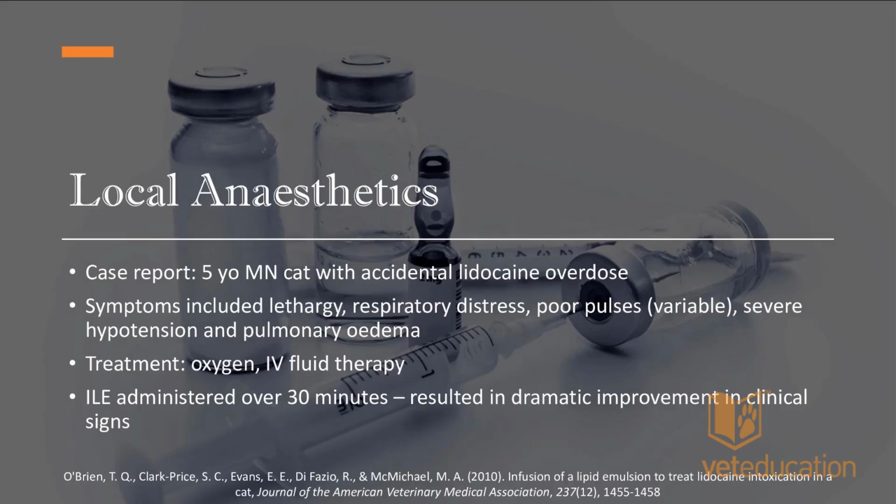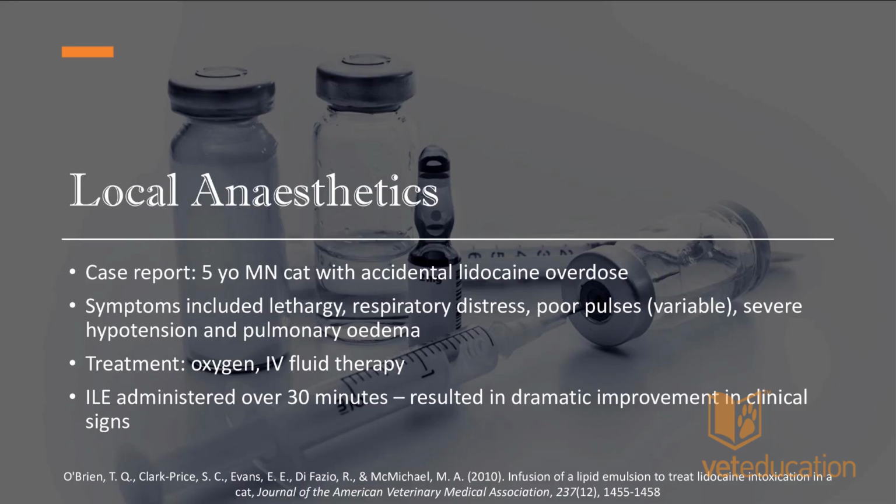What about local anesthetics? We expect an improvement in local anesthetic toxicity simply because when it was first described in people, it was a great response. What do we know about it in dogs and cats? Well, there's a case report of a 5-year-old malnourished cat with an accidental lidocaine overdose. This can happen, can't it? I mean, if you've got a patient who is very, very painful, they're having local nerve blocks, even a miscalculated dose goes in, and this cat had an accidental lidocaine overdose.